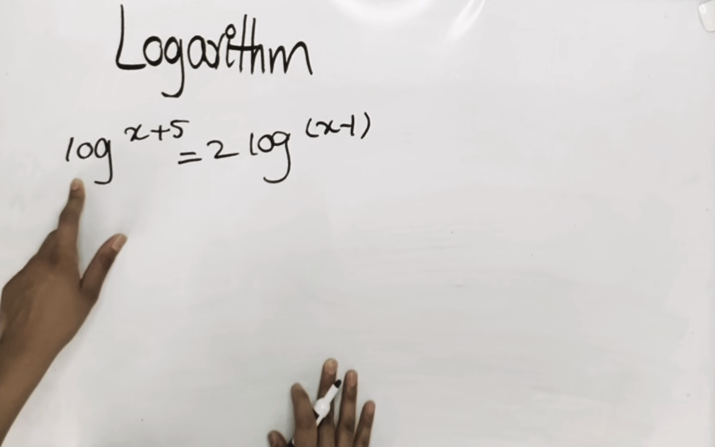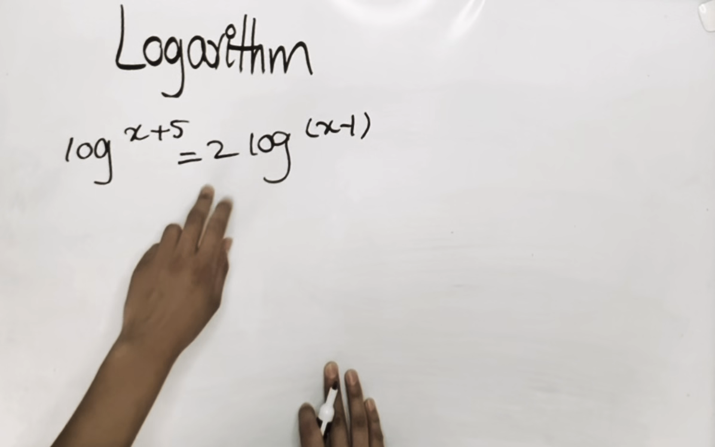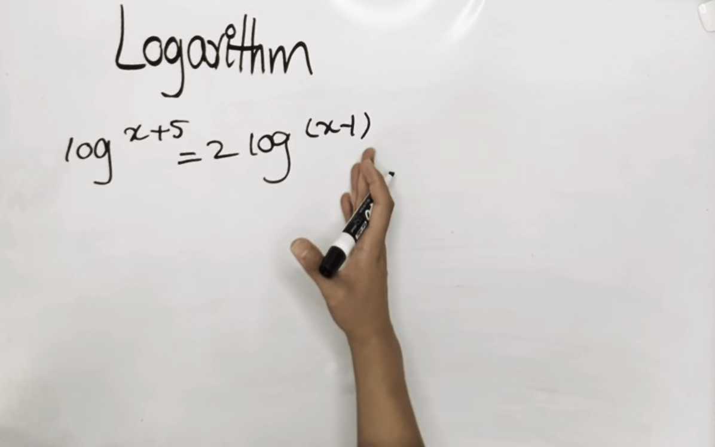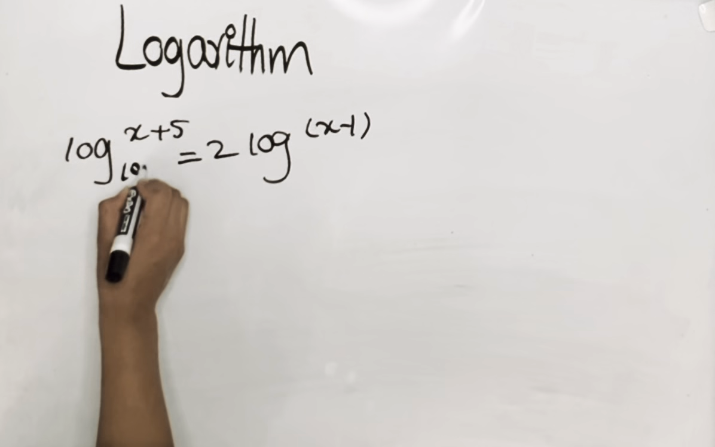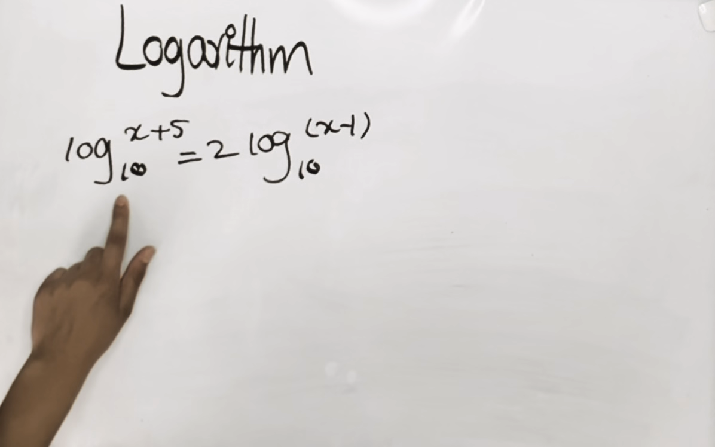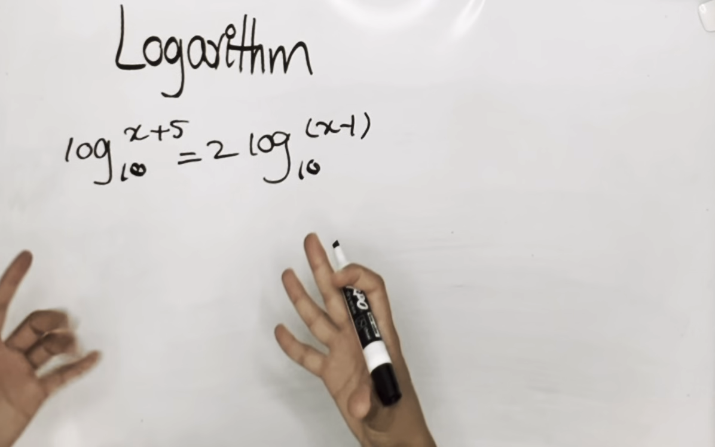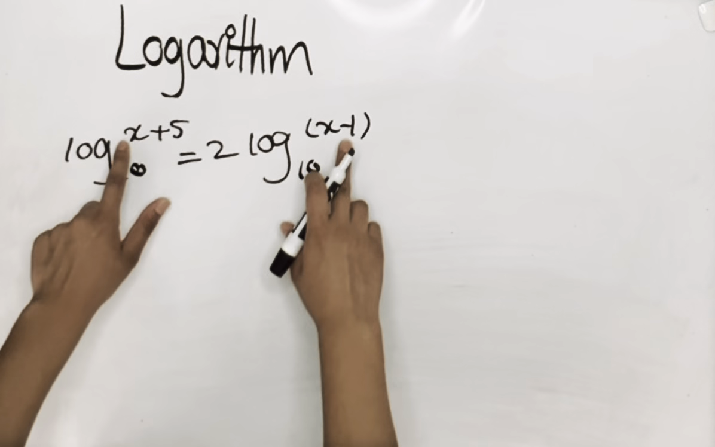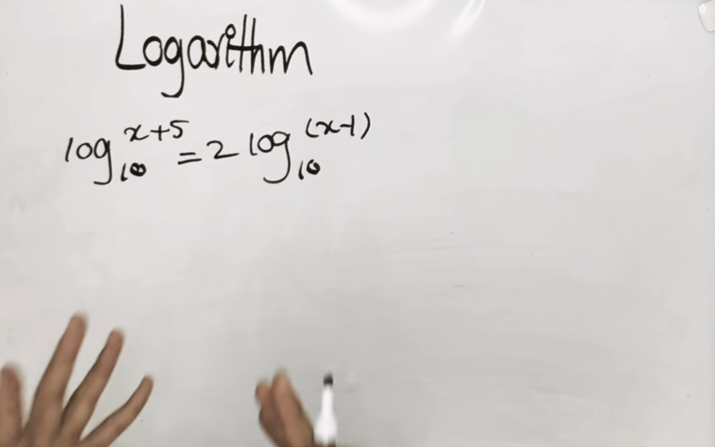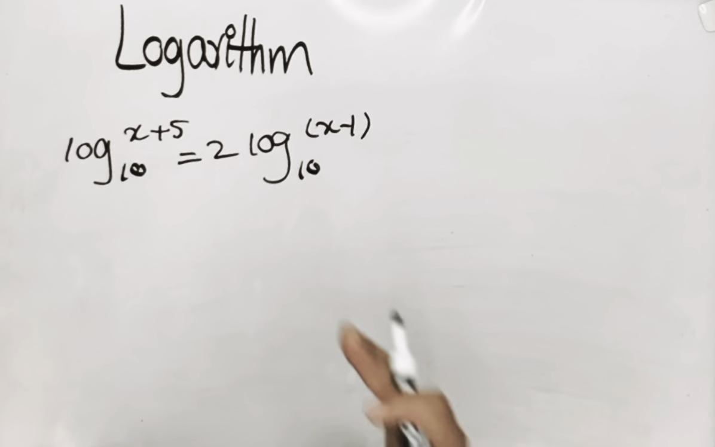Now let's say we have another example. Log, there's no base, of x plus 5 equals 2 log, there's no base, of x minus 1. Now when there's no base in your log, you should know that there's always a base of 10 here, which means the bases are equal to each other. Log, the base is 10. Now when the bases are the same, you can set your arguments equal to each other, not your exponents, your arguments.